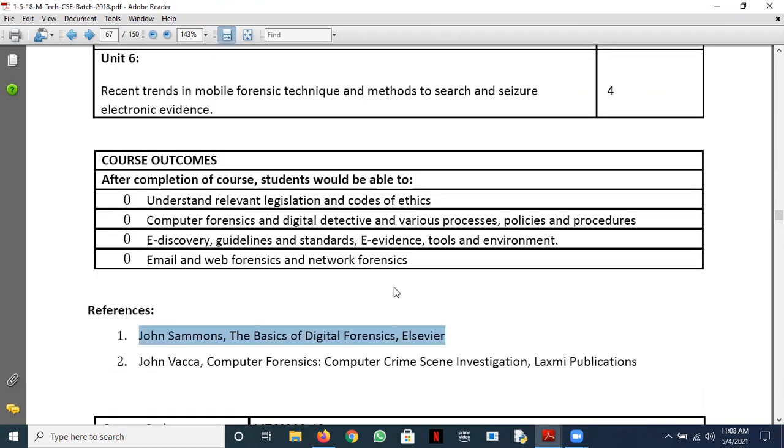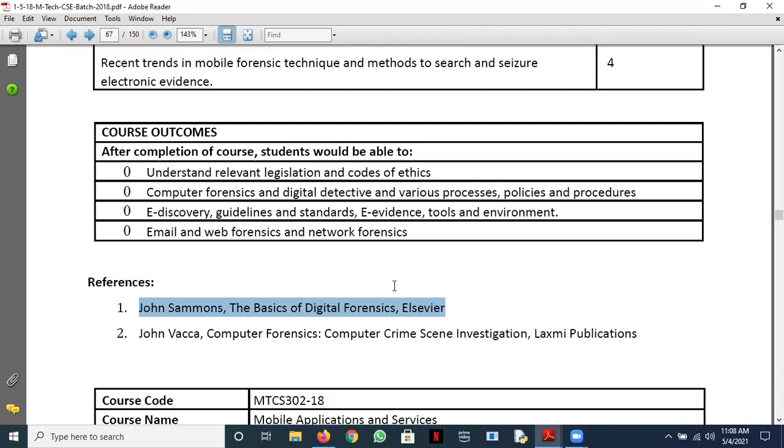After we finish this course, you will understand the relevant legislation and codes of ethics, the legal aspect, then computer forensics and digital detective and various processes, policies and procedures. Then what is e-discovery, guidelines and standards and e-evidence, and then email and web forensics and network forensics.